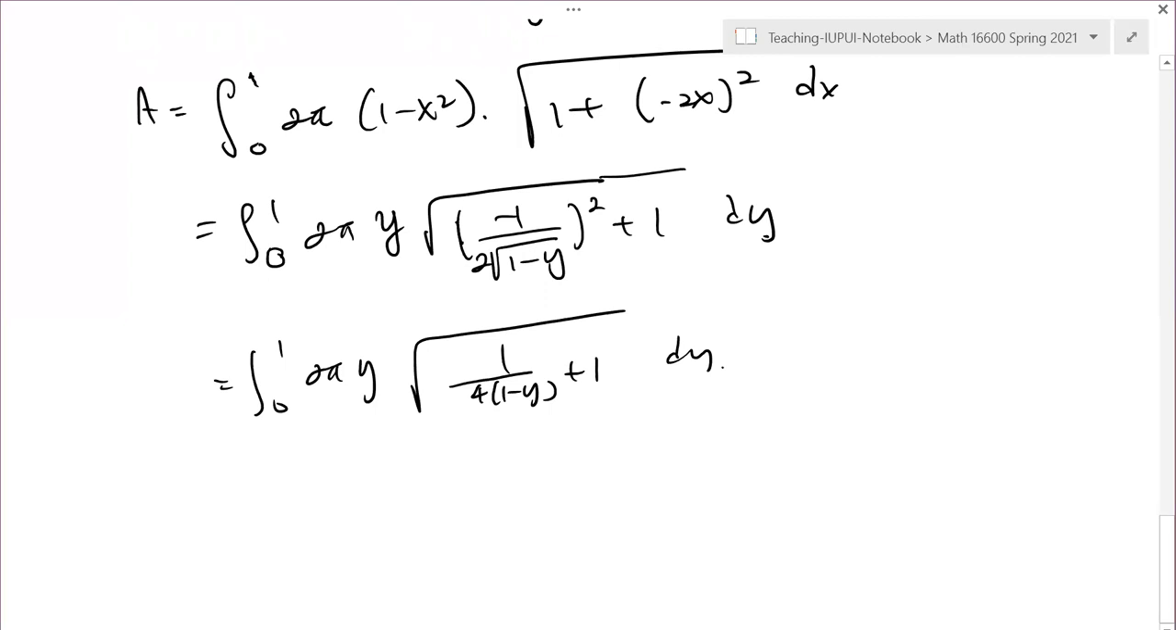Okay. So neither of them, we're able to evaluate the integral. Okay, you can try. I don't know. Okay.